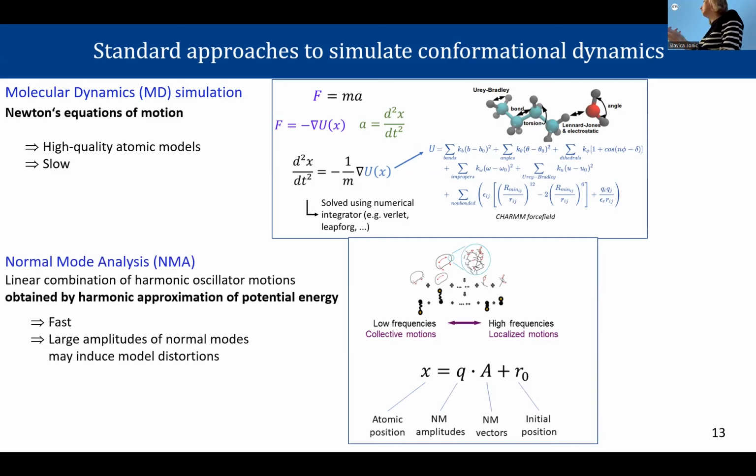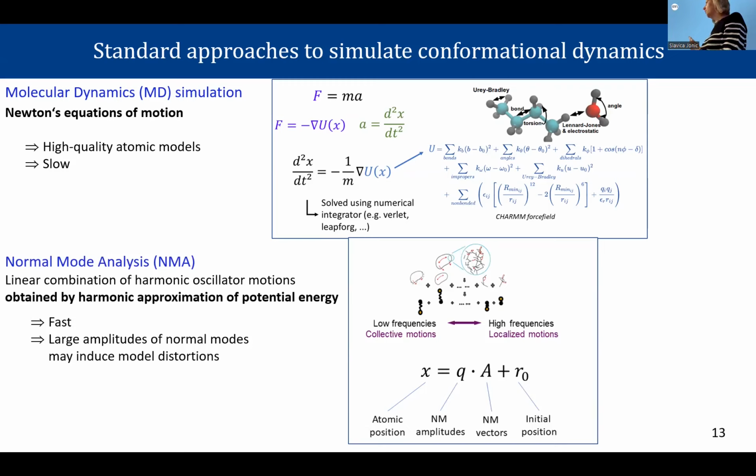Ideally it should be atomic, but in this case you don't even need an atomic structure. It can be any shape, I mean, any data that gives shape. And in normal mode analysis, you get a linear combination of harmonic oscillator motions. So a complex motion is decomposed into simple harmonic oscillator type motions.